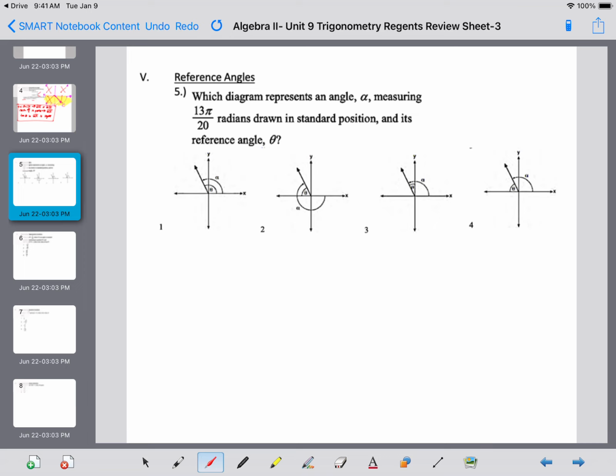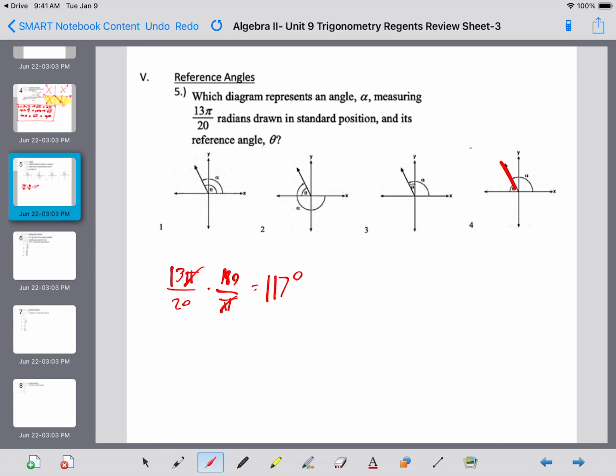Which diagram represents an angle alpha measuring 13 pi over 20 radians drawn in standard position? So first, I don't even know what 13 pi over 20 radians is, right? Let's convert it to degrees. So to convert to degrees, you would multiply by 180 over pi. This is on your Regents reference sheet. Pi cancels out. 180 divided by 20 would be 9. 9 times 13 is 117. So 117 degrees would be in quadrant 2.